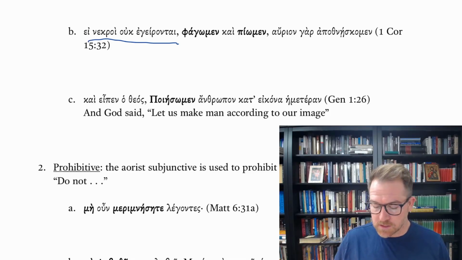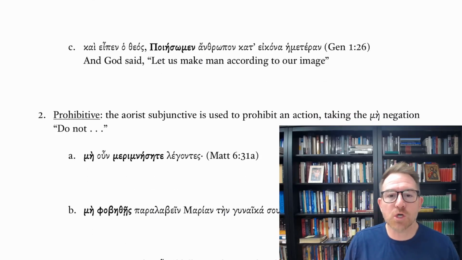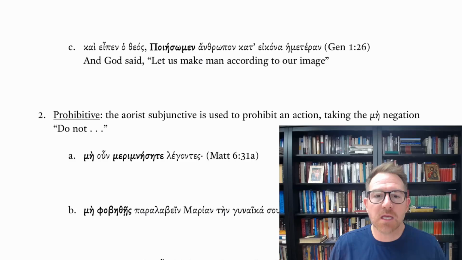Genesis 1:26, another good example. Kai eipen ho theos, God said, poiēsōmen anthrōpon kat' eikona hēmeteran. Let us make man according to our image. So this is the hortatory subjunctive, let us.